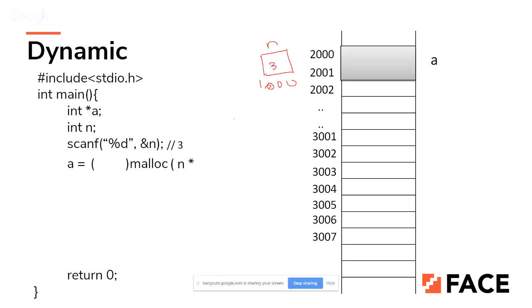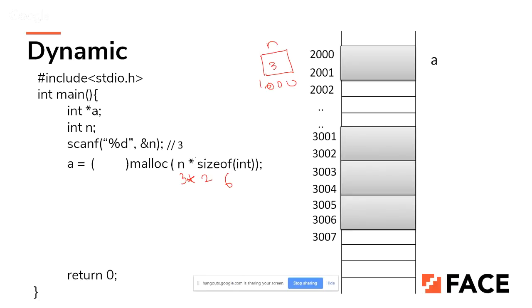Now what am I going to do? I'm going to use the malloc function to allocate the memory. So here, what is meant by malloc? Malloc is a function which is used to allocate the memory. What is the value of n? The value of n is nothing but 3, so 3 into size of integer. What is the size of integer? The size of integer is 2 bytes. 3 into 2, what is the value? 6. So 6 bytes of memory will be allocated by the malloc function, starting from 3001 to 3006.